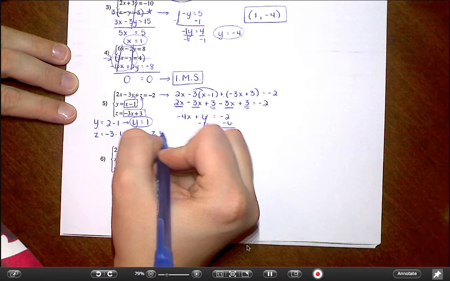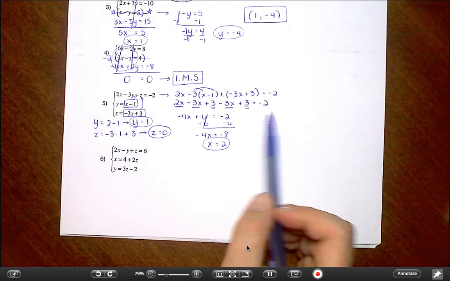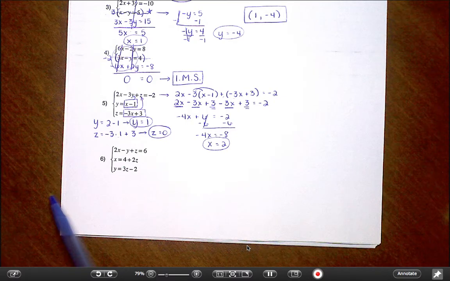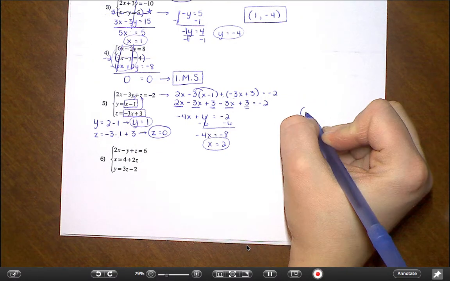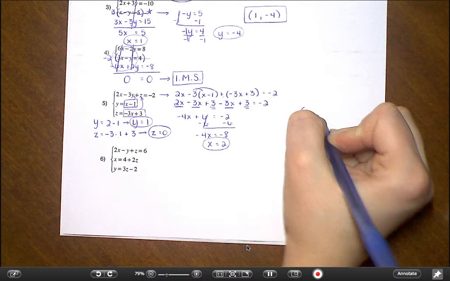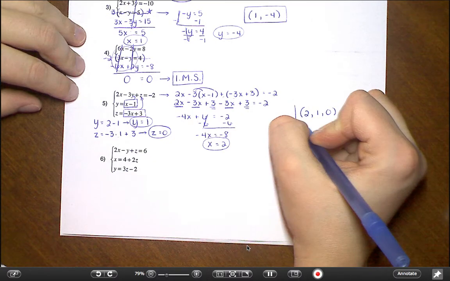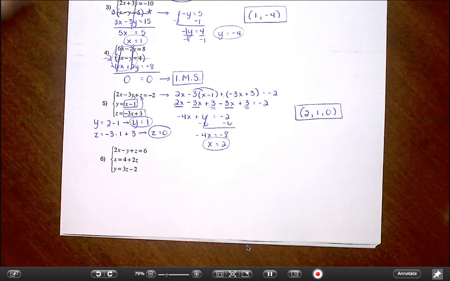So z equals 0. Now, for your final answer for something like this, I'm totally fine with you just leaving these three separate pieces like this. But you are allowed to write these as a coordinate. It would just be x comma y comma z. So you could say 2 comma 1 comma 0. Okay? But again, leaving your answer like that is perfectly acceptable too.